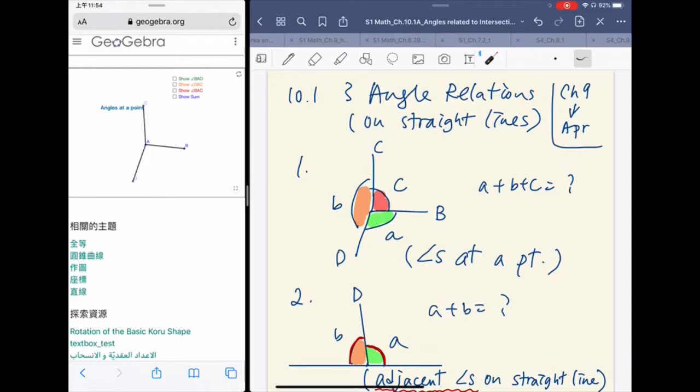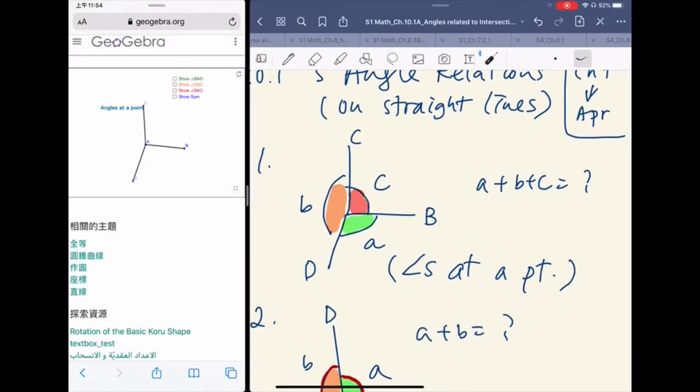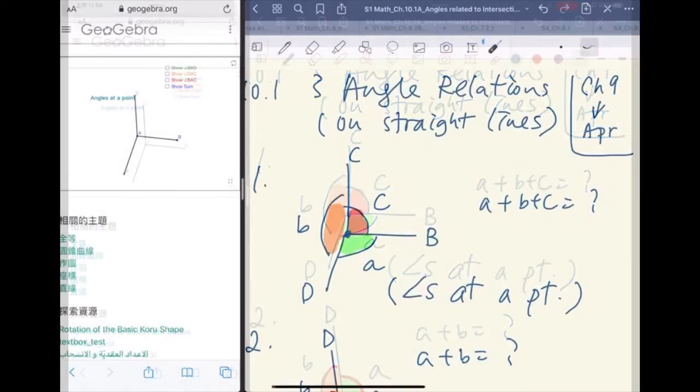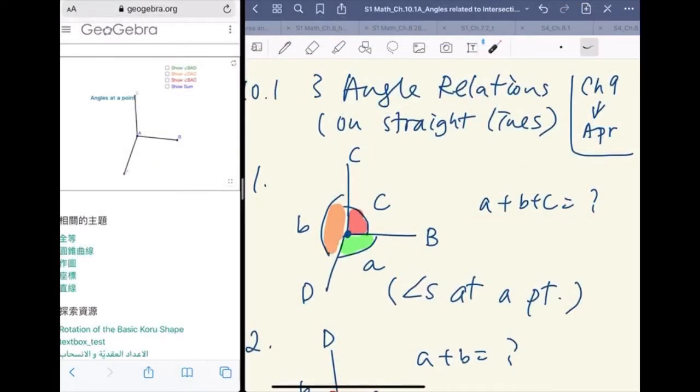In this part we are going to learn three angle relations which relate to straight lines. The first one: there are three angles A, B, C, surrounding the center point. Let's get the sum of it. We will call it the angles at a point. The point is the center one.